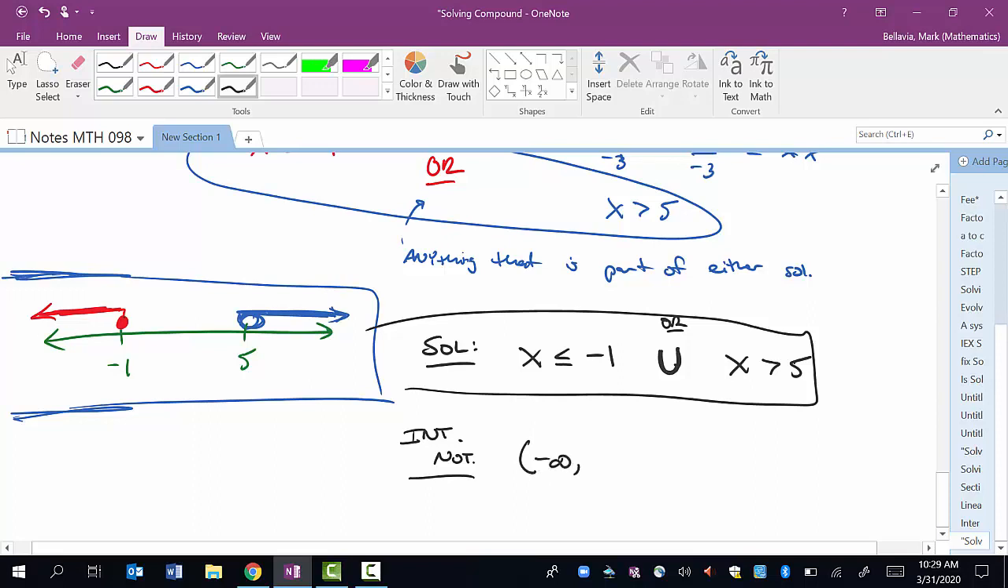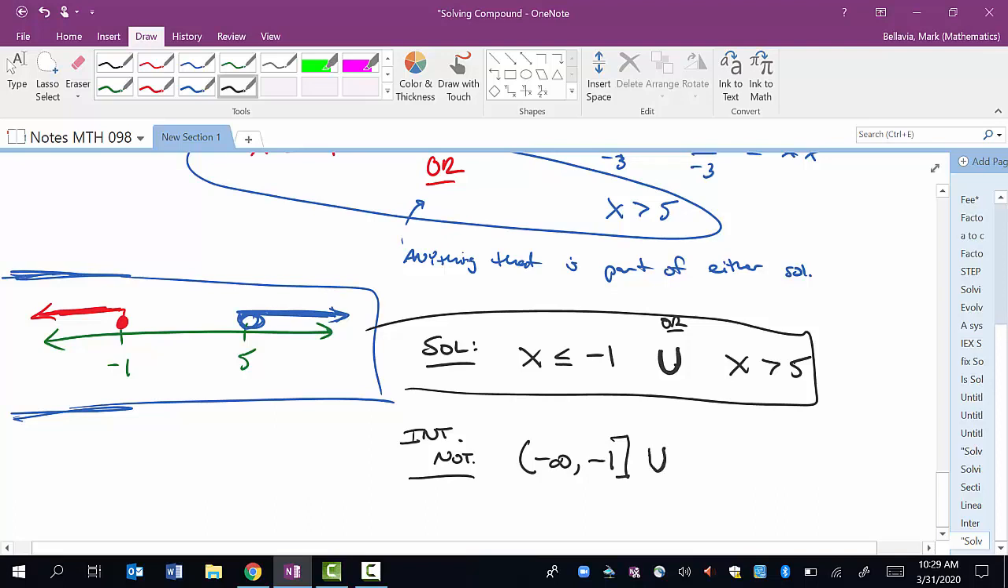How far up does it go? Well, it goes up to negative 1. You can't count anything in between here, so don't write in between any of these pieces. You can't count anything in between. So it goes from negative infinity up until negative 1. Since we're including the negative 1, we have a bracket. Because this is an or problem, we know we need the union.